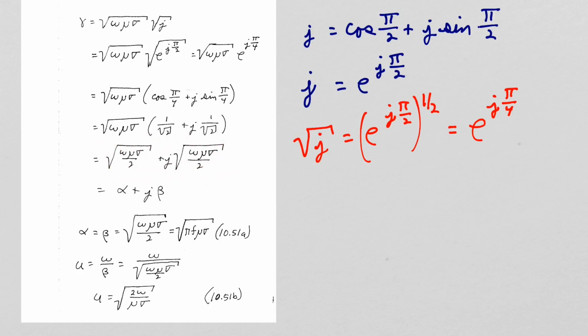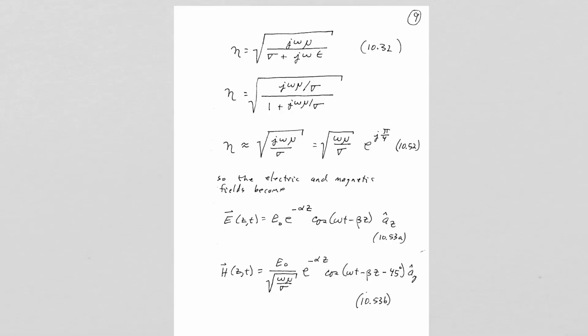And so in propagation in a good conductor, alpha is equal to beta. Taking the ratio of omega over beta, we get the velocity for our wave propagating in a good conductor. Going to our intrinsic impedance, let's divide the numerator and the denominator by sigma. And in the denominator here, in a good conductor, this second term is going to be small, so we can ignore it. So we can write our intrinsic impedance in this form.